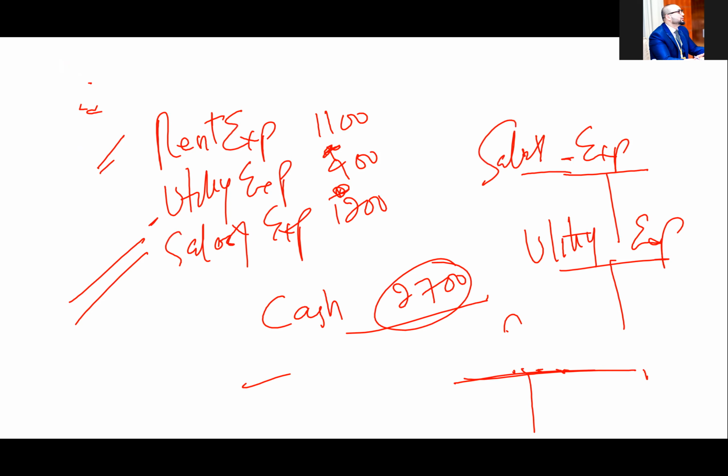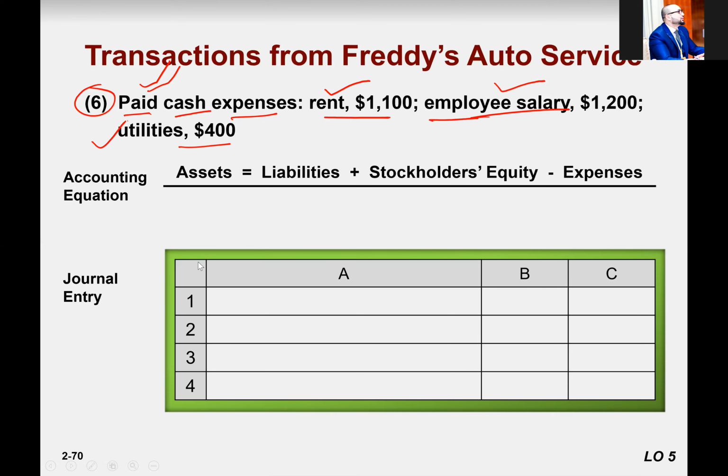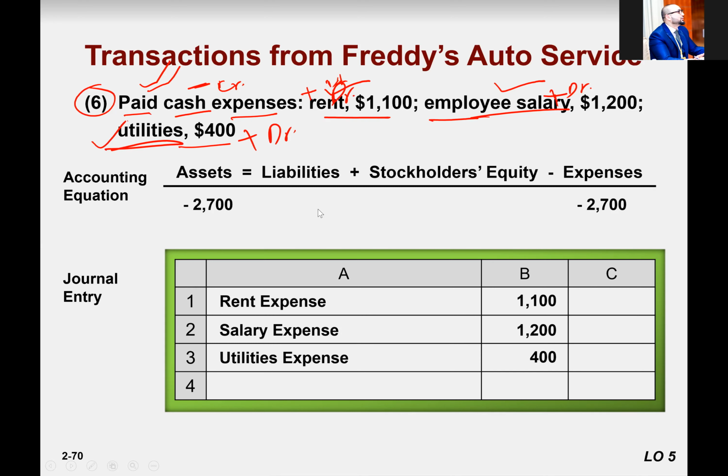So go back to our slide here so that we further understand what's going on. So you see here, cash paid, cash decrease. Decrease means credit. Rent is an expense, rent expense increase. This is expense, right? Expense increase, debit. Employees' salaries expense increase, debit. Utility expense increase, debit. So rent expense, salary expense, utility expense to cash. So you see here, all the debits are written in alignment here, right? And then you have a space here, and the cash 2700.